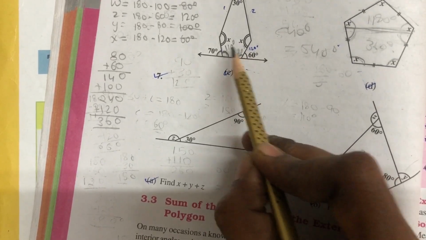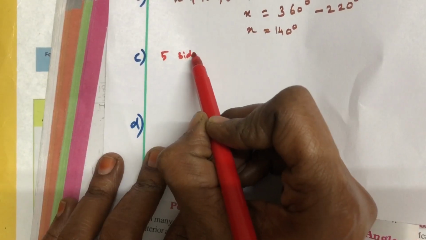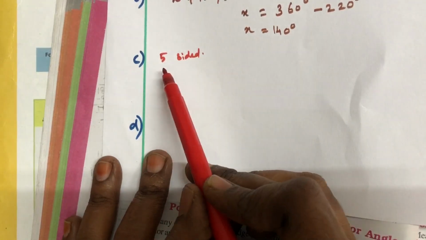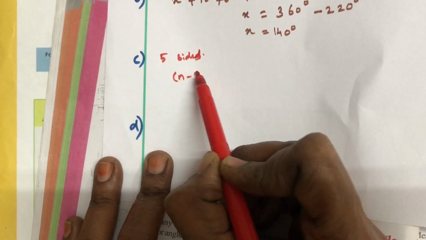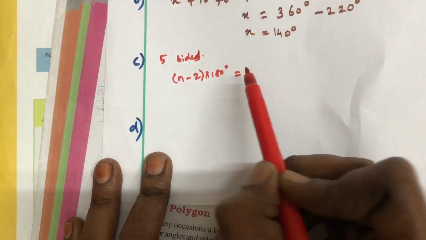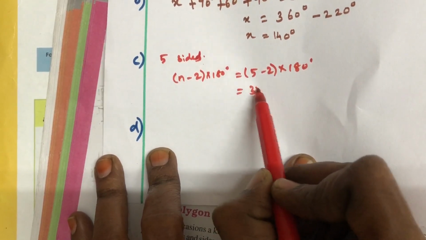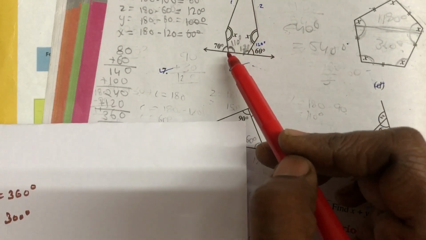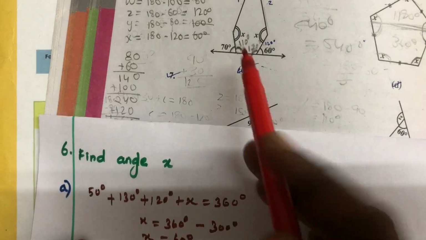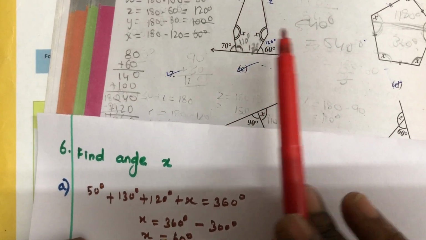So we have found out these two angles. So what is the angle sum of the pentagon? Pentagon means 5 sides, right? So for 5 sides, what is the formula? N minus 2 into 180 degree. So this is 5 minus 2 into 180 degree equal to 3 into 180 degree, which is equal to 540 degree. Now we have all the angles other than these two angles. So we will add all these angles and equate it with 540 degree, because anyways the angle sum is 540.